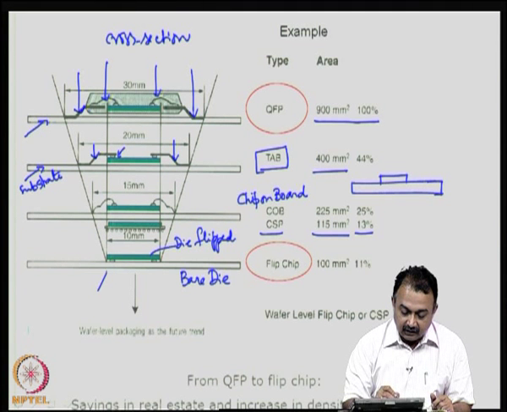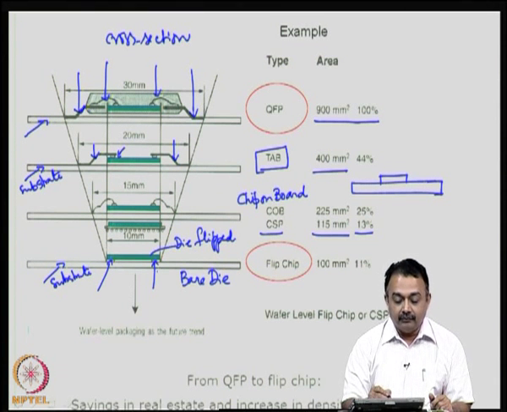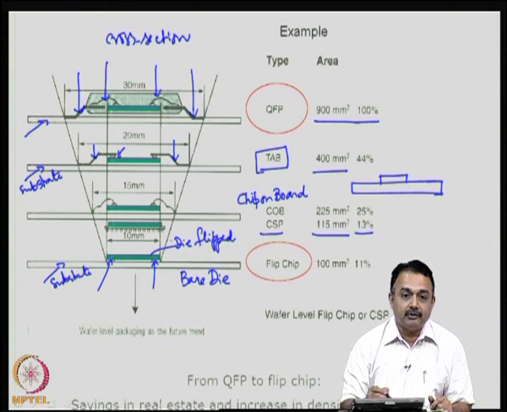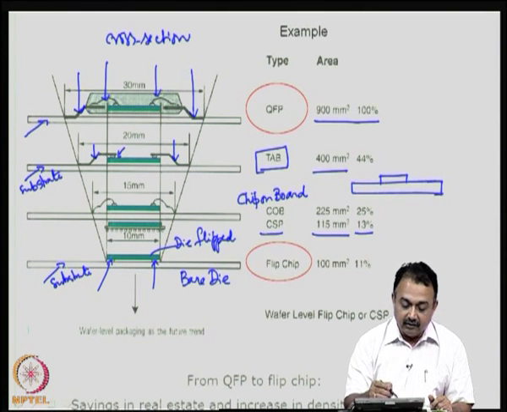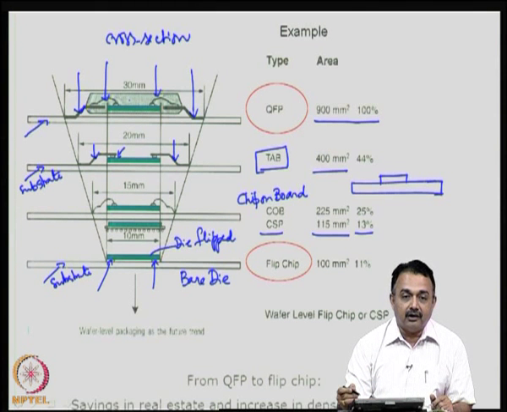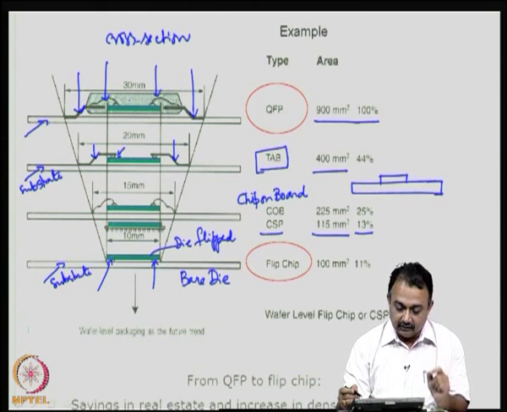So, the interconnections are at the bottom, and this is your substrate. When the interconnections are done at the bottom, you really do not require encapsulation at the top, whereas in the top figure, the QFP, you require encapsulation to protect your very thin wire bonds.